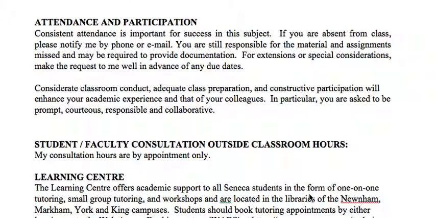So attendance and participation, we talked briefly about this beforehand, but attendance is mandatory for dual credit programs. It is mandatory if you want to be successful in this course. It is very important to come to class in order to be successful in the subject. Getting notes online is very limiting in terms of the amount of knowledge that you're going to have and be shown and be aware of. So if you do need extensions or special considerations, make sure that you put the request in well in advance of any due dates.